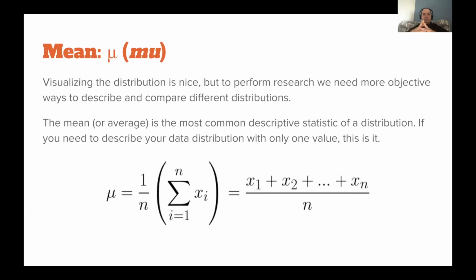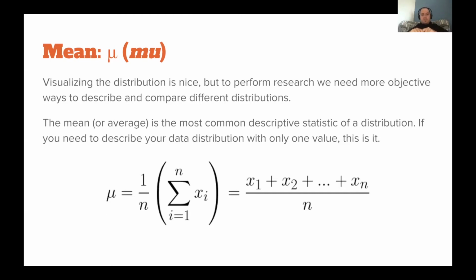You ask a question, and you want to answer that question with one value. You want an objective answer to that question, right? So visualizing the distribution is nice, but to perform research, we need more objective ways to describe and compare distributions. If I want to compare two different things, I cannot compare them simply by looking at the distribution and saying, well, this one looks a little bit thinner than this one. No, you need values. You need to say, the mean of this one is X, the mean of this one is Y. And that's why we use the mean.